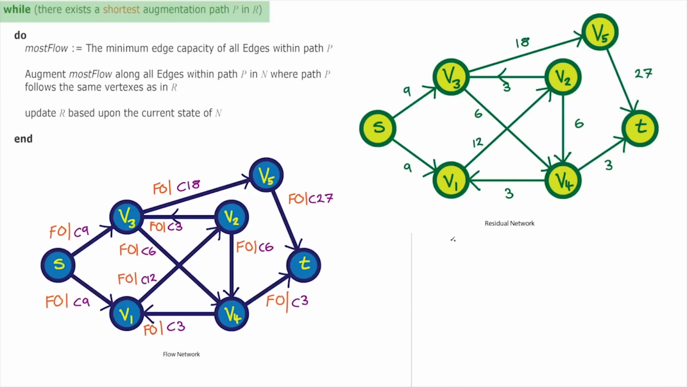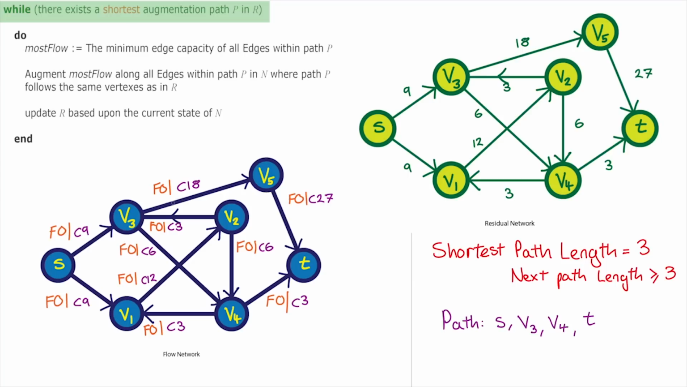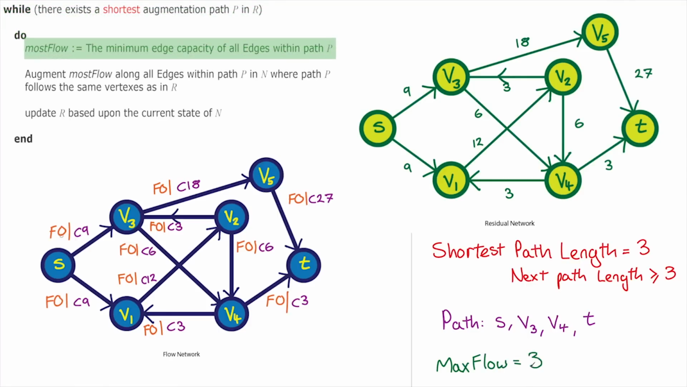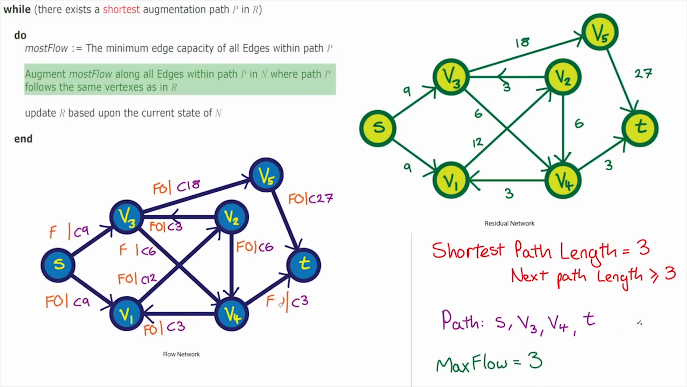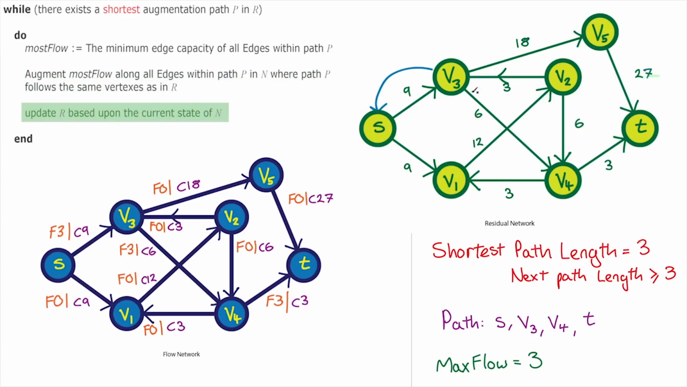Let's start by finding the shortest augmentation path in our residual network. First, we start with a fairly squiggly path through the middle here. It has a length of 3 edges and goes from S, V3, V4, T. Note that when there is a tie between paths for shortest length, you may arbitrarily pick a path. Since the minimum capacity of this path is 3, we augment 3 flow through the same vertexes in the flow network. We then update our residual network based upon the flow network.